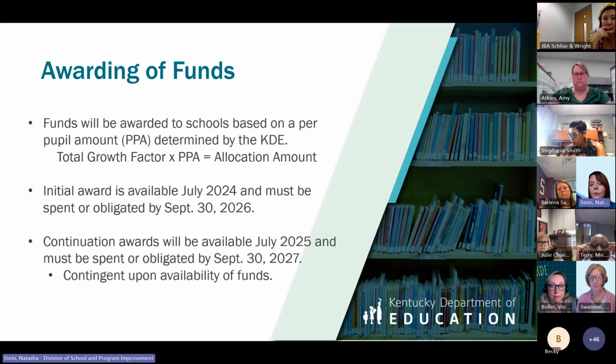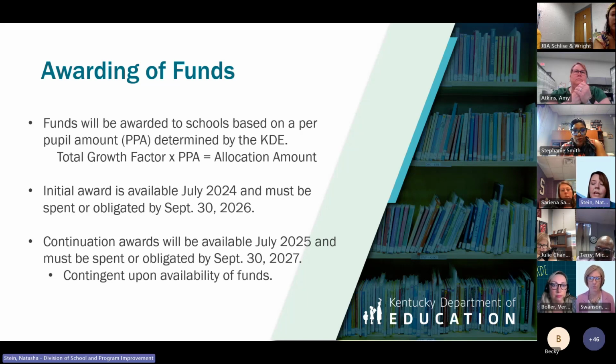And I wanted to share with you the behind the scenes process that we use here to determine how much goes to each of the schools. We award funds on an equitable basis, based on a per pupil amount that we determine here at KDE. Then we multiply that dollar amount by the total growth factor for your school. So it's based on a growth factor number for your school, and that's how we determine the particular allocation.